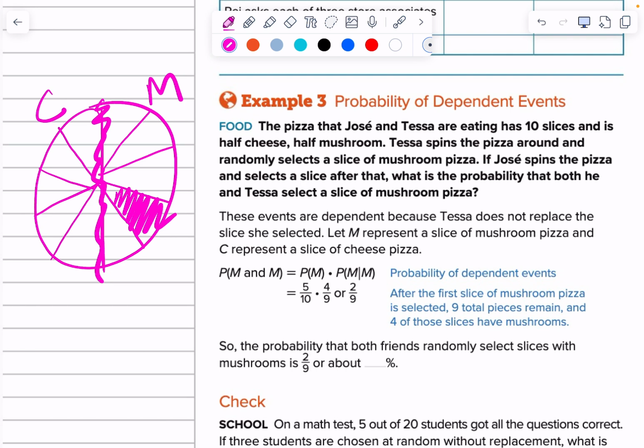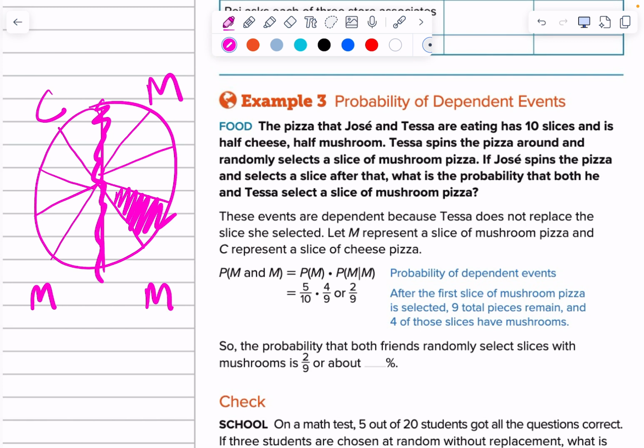4/10. Why 4/10? Because then he spins the lazy Susan. 2/5, because there were 5 mushrooms, but now there's only 4 mushrooms. But it doesn't say it's on the lazy Susan. And randomly selects a slice of mushroom pizza. I don't like the way that this is worded because it sounds like she's already selected the mushroom pizza. But we want to know the chances of mushroom and then mushroom again.